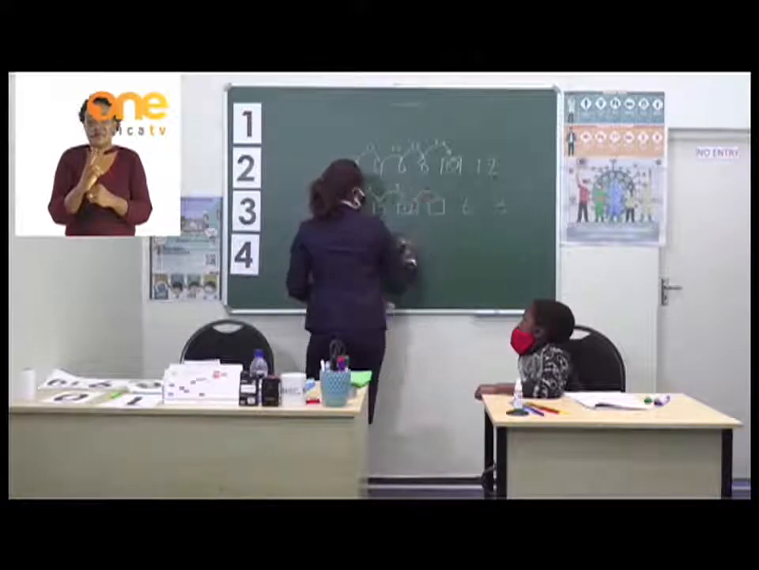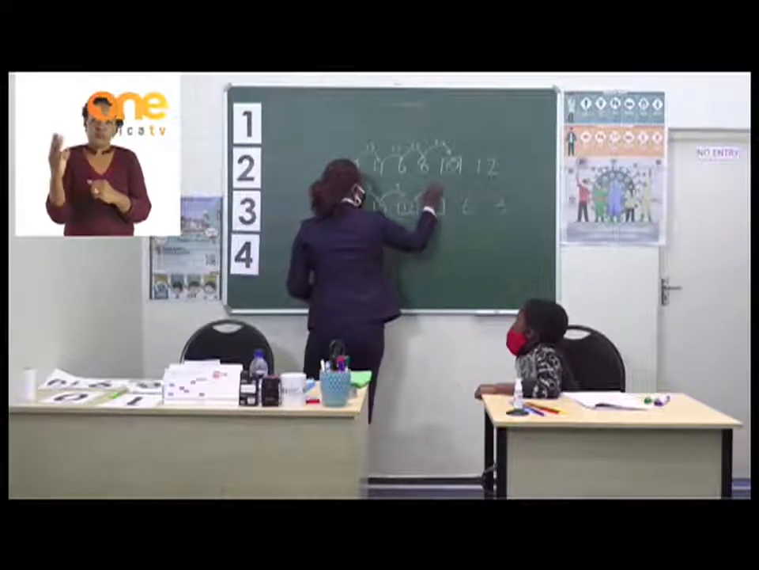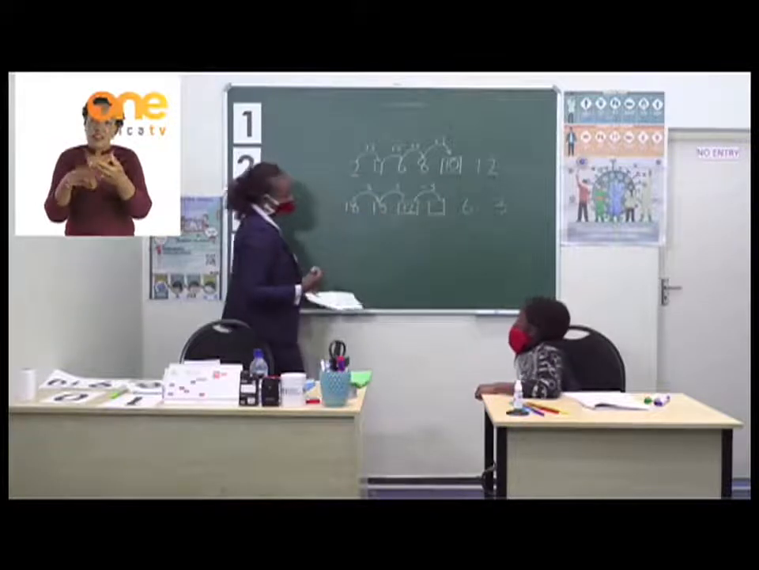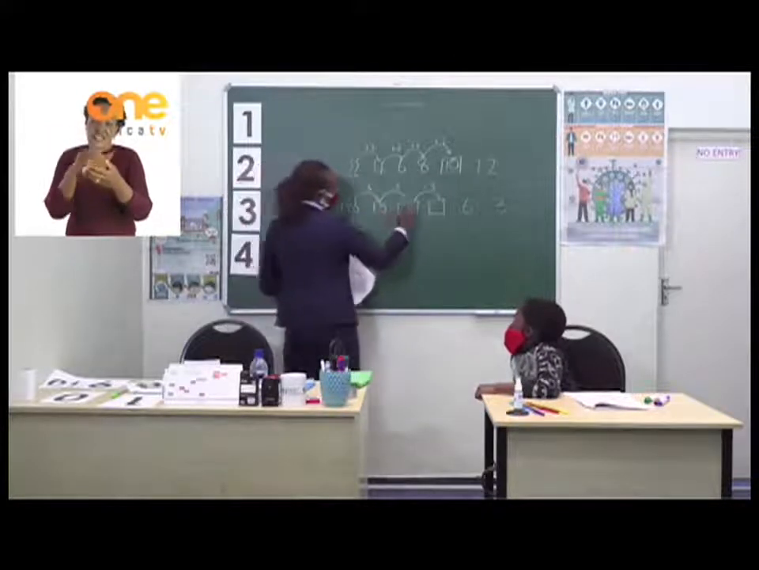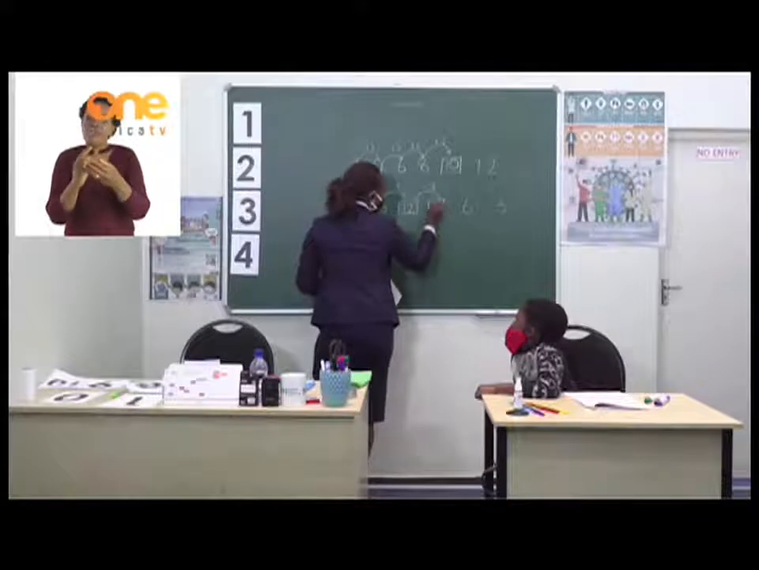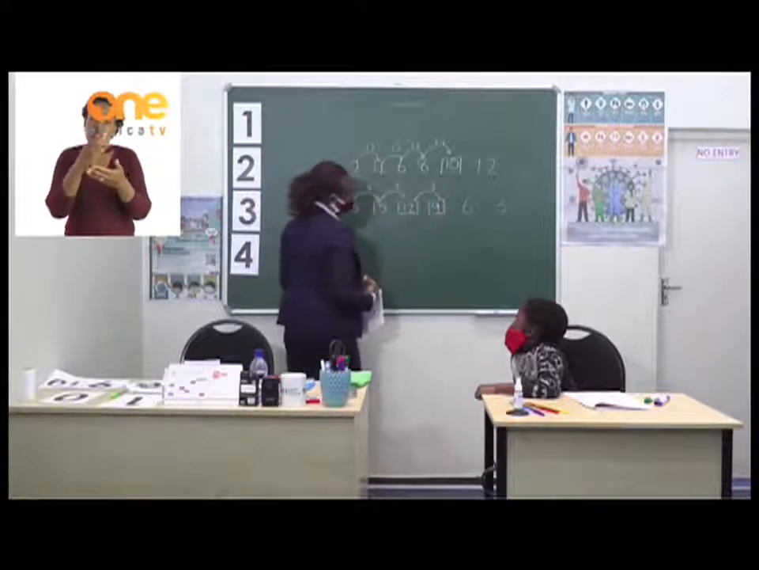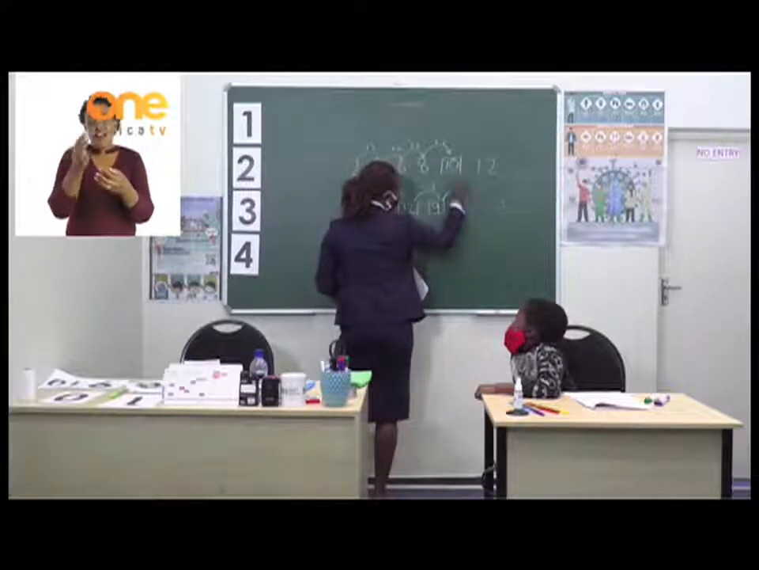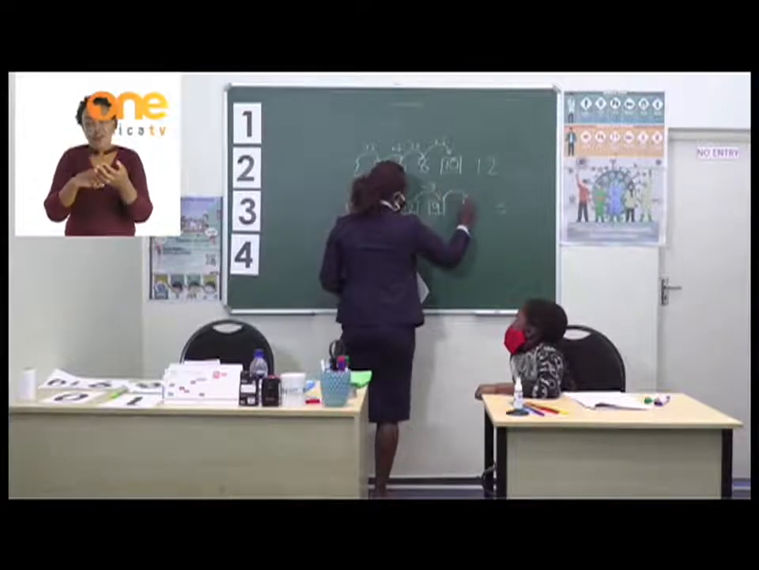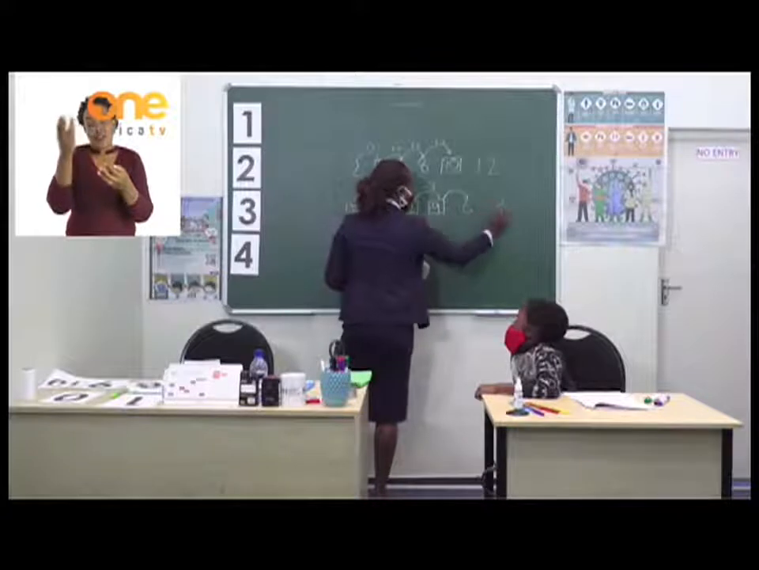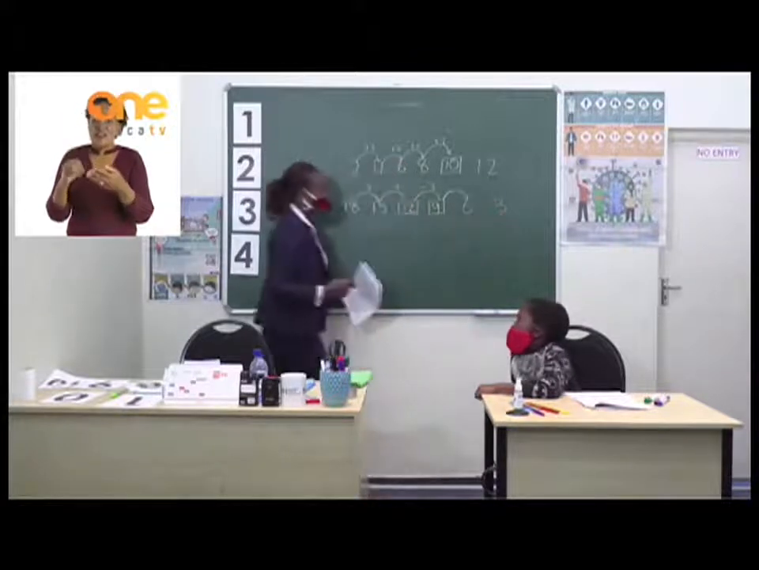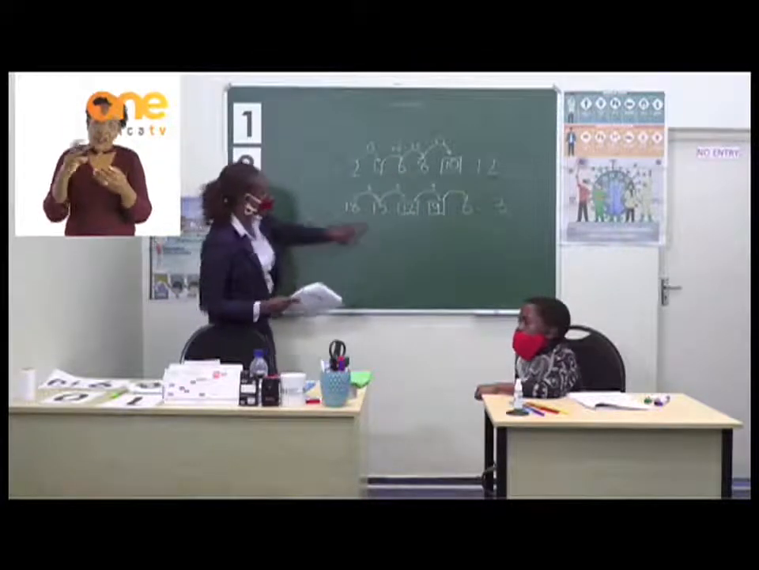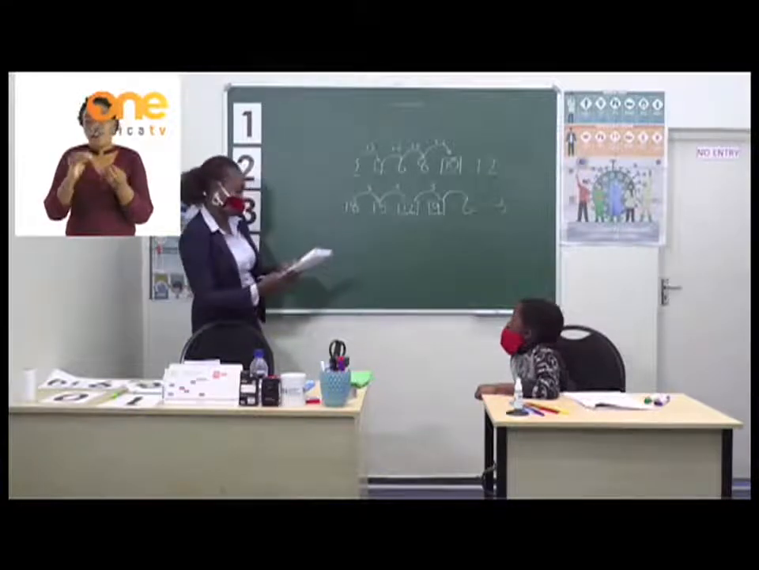We come here, minus 3 going backwards. So 12 minus 3 is 9. Okay, 9 minus 3, 6. Then the last one is 3. This is how we do our number patterns.